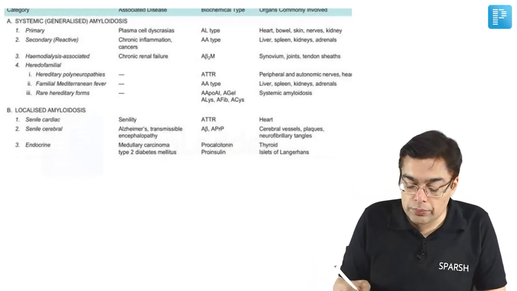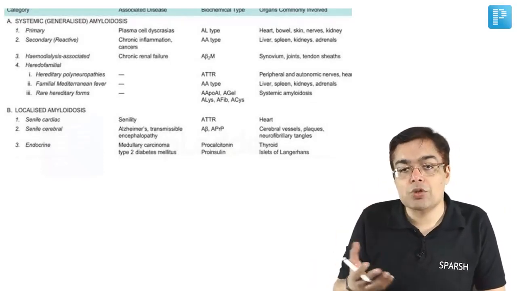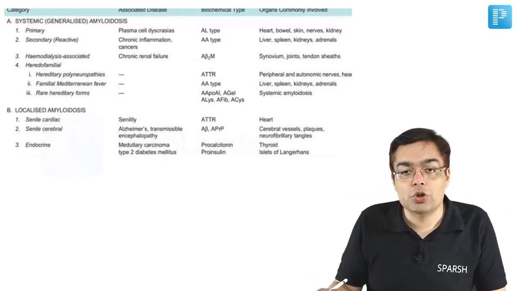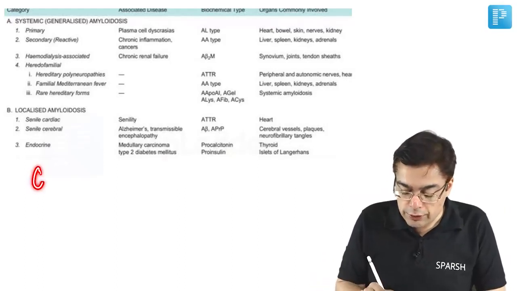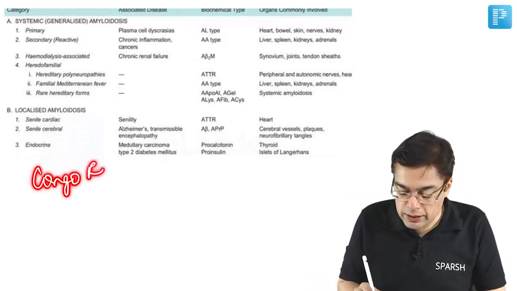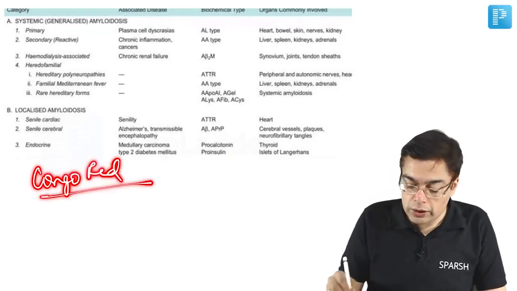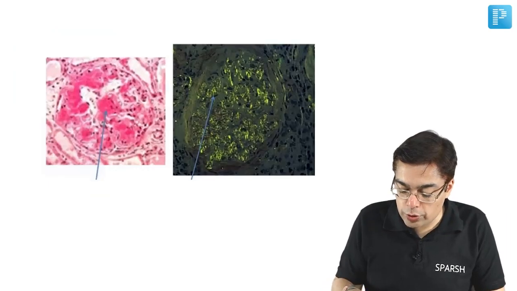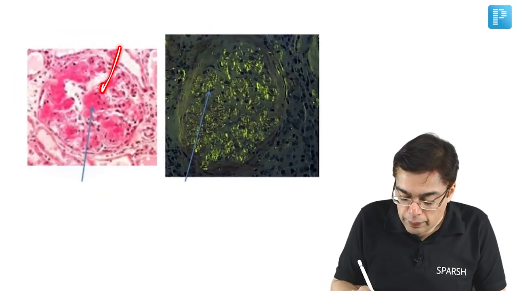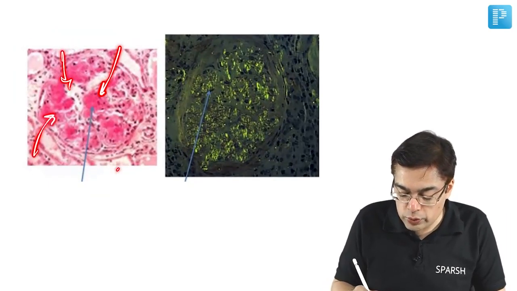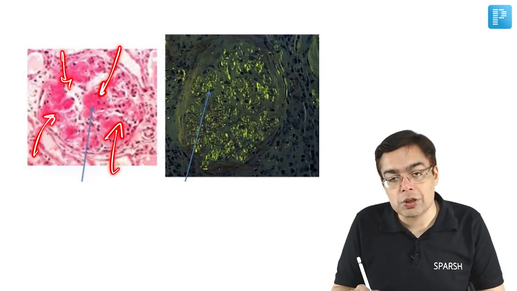The moment we talk about the appearance of amyloid on histopathological examination, we need to be familiar with the commonest stain that is used, which is Congo red. In Congo red examination, the amyloid is going to have a pink red appearance. Over here, you see amyloid deposited in the renal tissue.